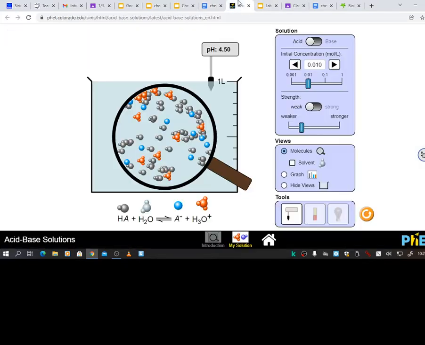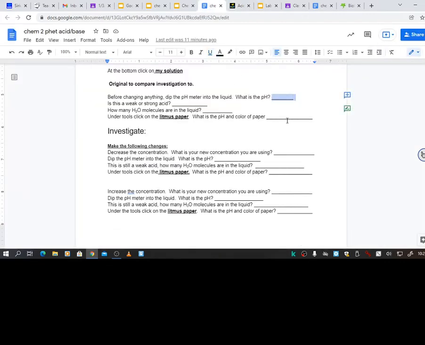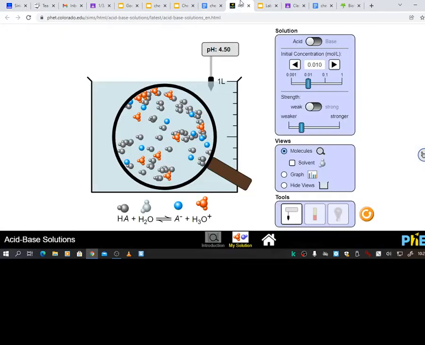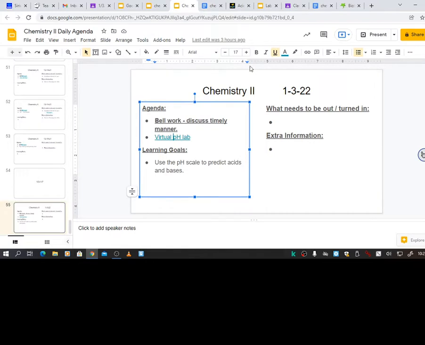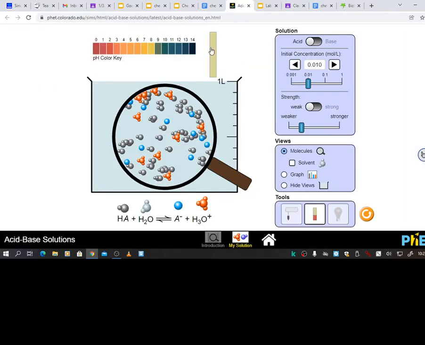Your concentration, make sure you know your concentration is at 0.01 right here. How many H3O molecules? You're counting them. So 1, 2, 3, 4, 5, 6, 7, 8, 9, 10. So I'd write a 10 here. The litmus paper, same thing. We're just clicking on litmus paper, dropping it down, and what should it be? Now I know that it's going to be somewhere between 4 and 5. It's just kind of like, do you think it's closer to the 4? Do you think it's closer to the 5? That's up to you. So that's what I'm going to compare everything to.